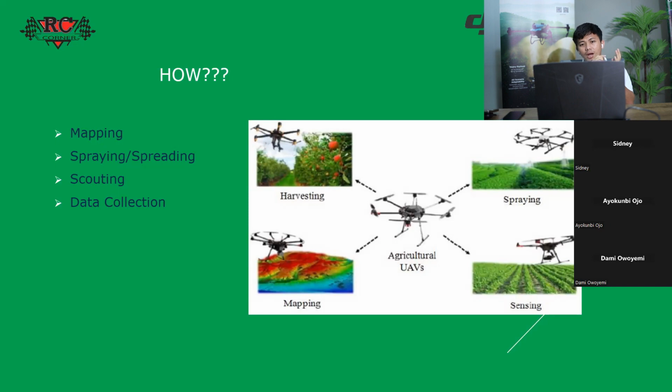You just type a number and slide. The drone will do the job. Once finished, 1 hectare, 100 liters is finished. So that's how it can help you. First is mapping, second is spraying and spreading, and the third one is scouting.